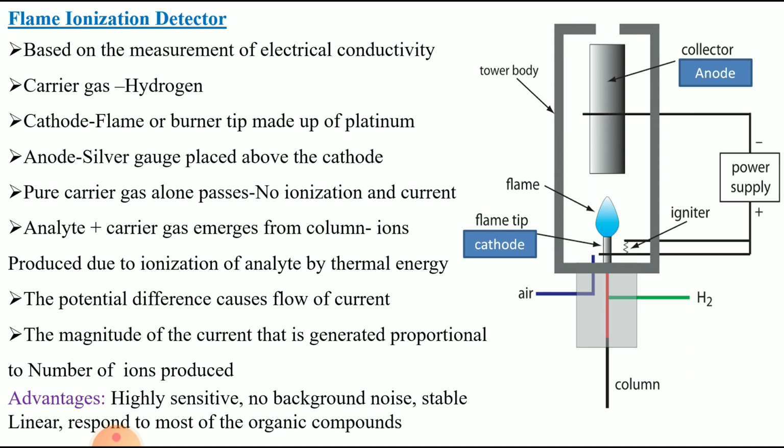Here more ions are produced when more analyte reaches the flame, and more current is generated. So the magnitude of current generated is proportional to the number of ions produced at the flame. The advantages of flame ionization detector are: highly sensitive, no background noise, stable, linear, and responds to most organic compounds.